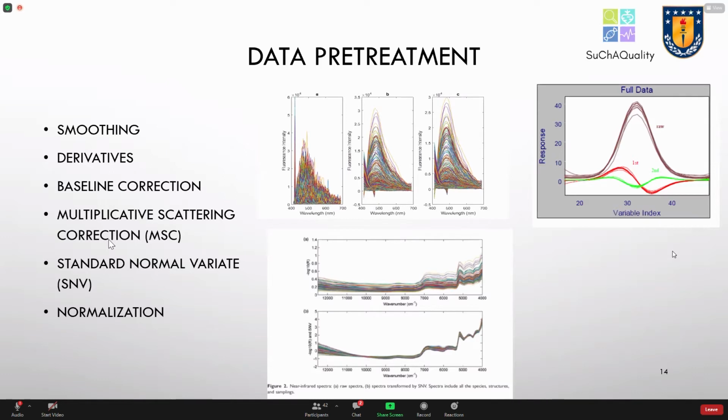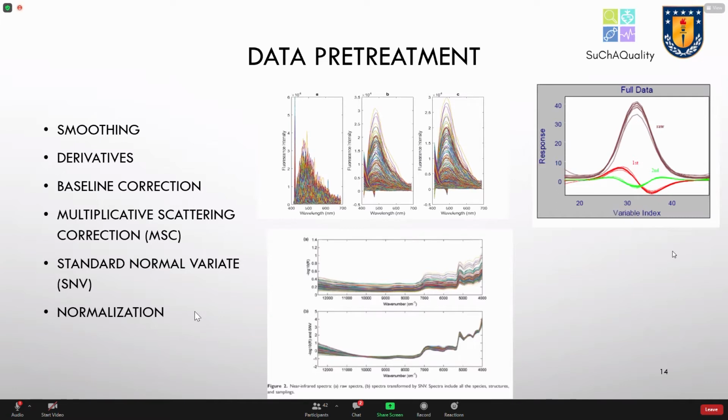So if we have dispersion of light, like the results obtained by the use of near-infrared spectroscopy, by diffuse reflectance, for example, we use multiplicative scatter correction or standard normal variate. So we solve this kind of spectra with these results, okay?